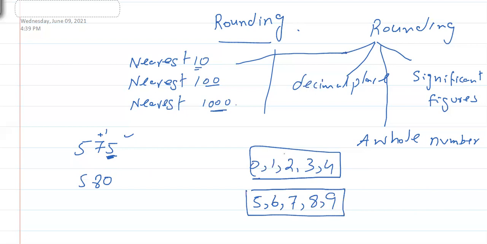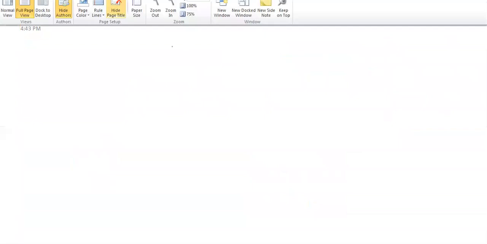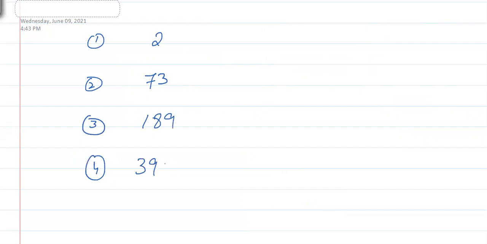Okay. Let's do a few more examples. Let's say it's given 2. The second one is 73. Third example is 189. The fourth example is 393. Fifth example is 497. Okay, right now first let's round them to the nearest 10.